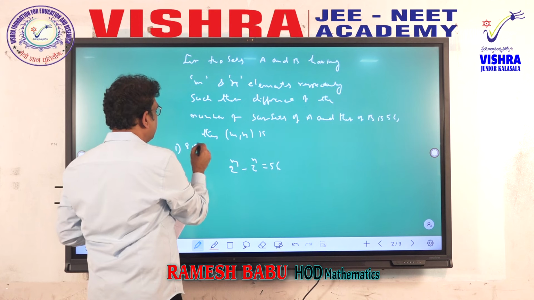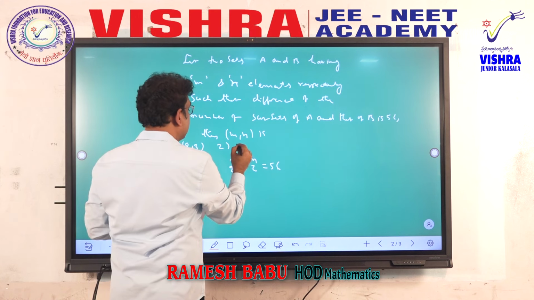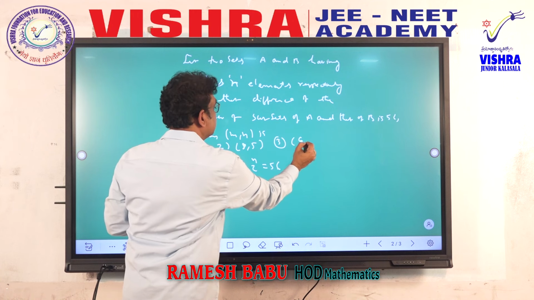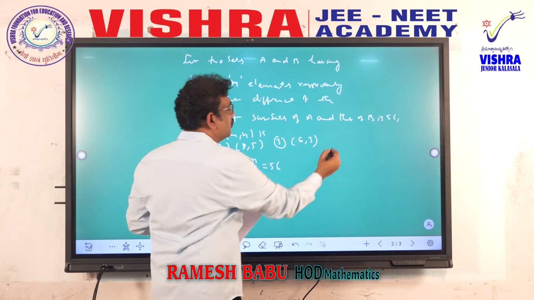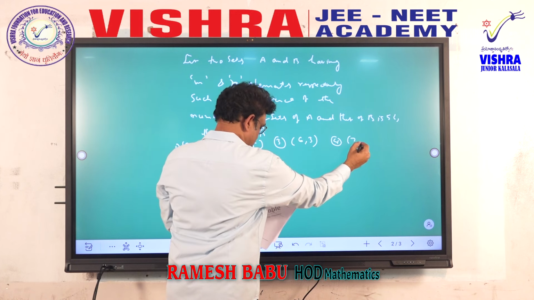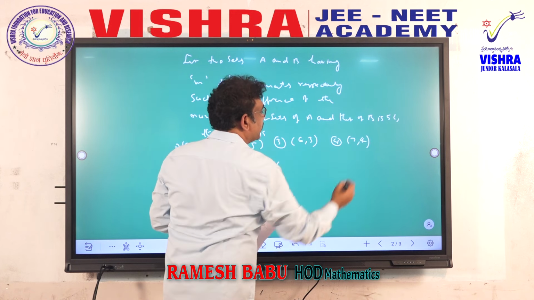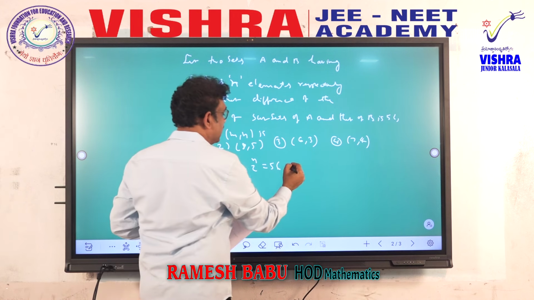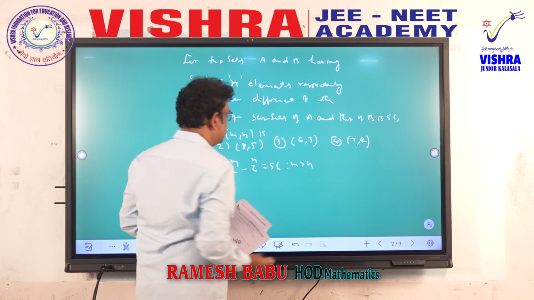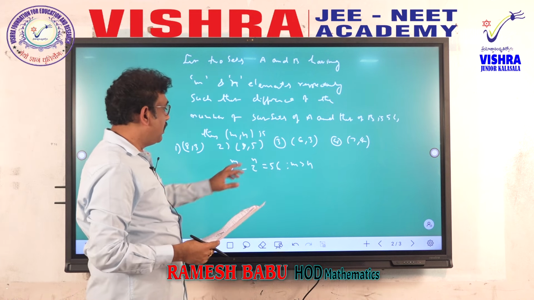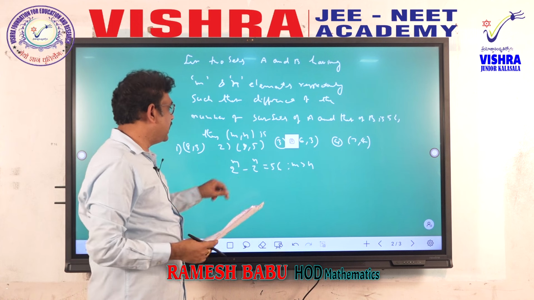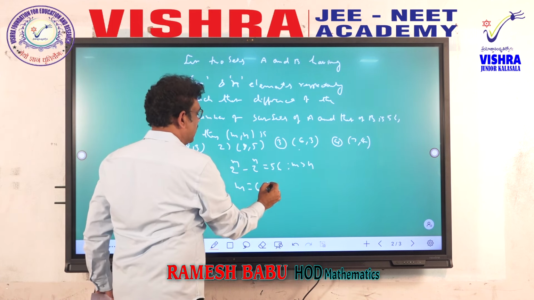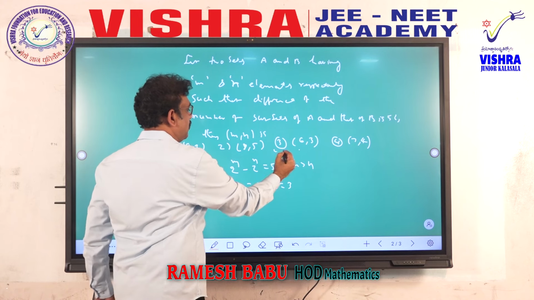First option is 8,3, second option is 8,5, third one is 6,3, fourth one is 7,4. Here M is greater than N. So by taking options verification, we get M is equal to 6 and N is equal to 3. So the option is 3.